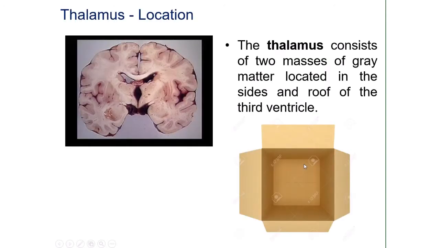Now we're going to look at some deeper brain structures, things that you cannot see on the surface. You kind of have to cut open the brain in order to see these things. The first thing we're going to look at is the thalamus, right?